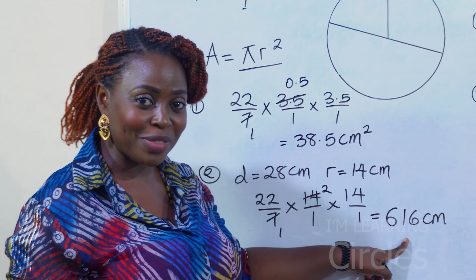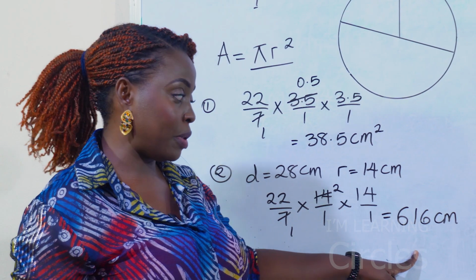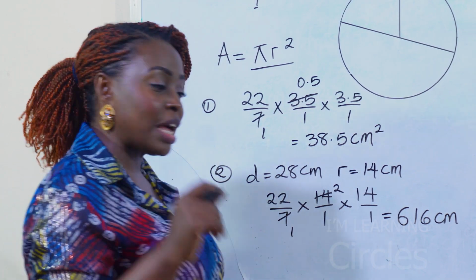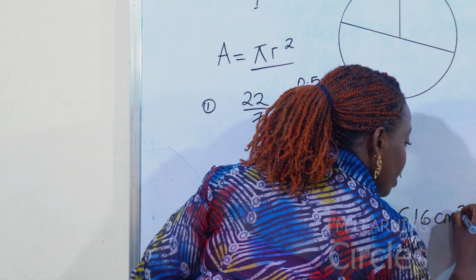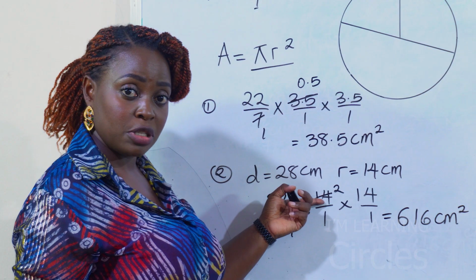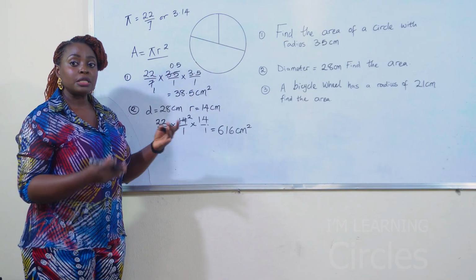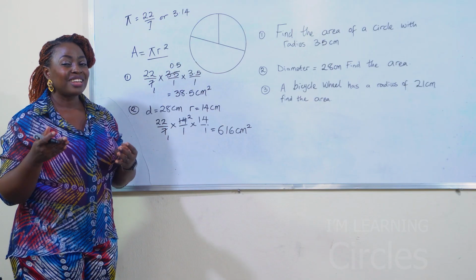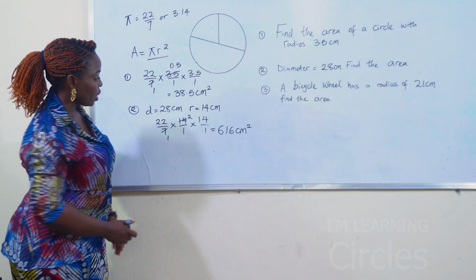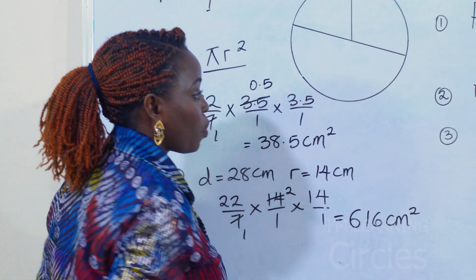But I'm forgetting something. Remember, when you're solving an area problem, you must make sure that your answer has squared in it. Because this 14 is a centimeter measurement. This 14 is also a centimeter measurement. Centimeter times centimeter is equal to centimeters squared. So my answer is 616 centimeters squared.